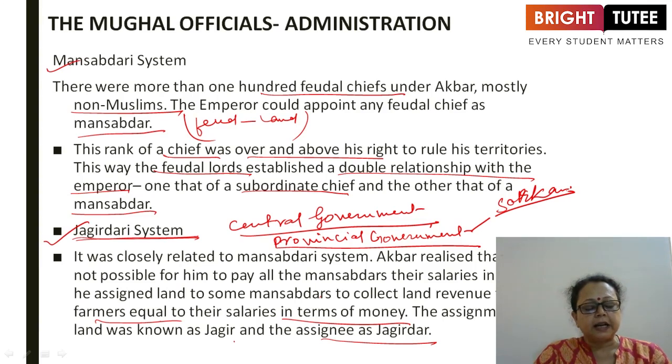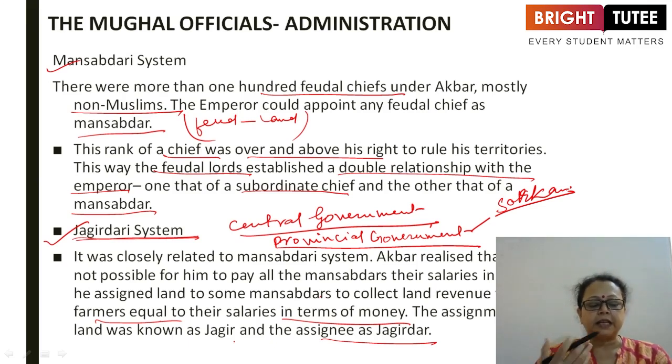Below the Sarkar, another unit was known as Pargana. From the revenue point of view, it was a very important unit. It is related to the collection of revenue. The government of the Pargana was carried on by three principal officers, which are the Shiqdar, Amil, and Kanungo. These are the three officers.